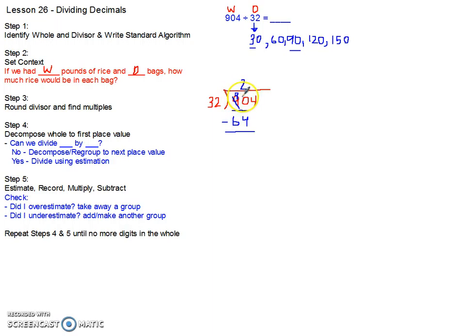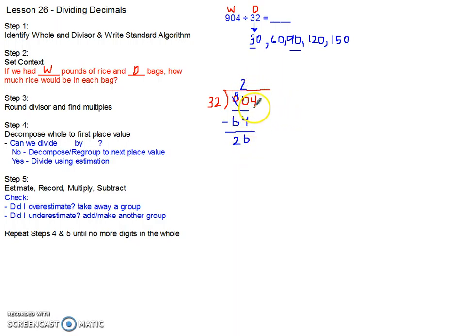I borrow. 10 minus 4 is 6. 8 minus 6 is 2. And I have 26 tens left. And I ask myself again, can I make another group of 32? The answer is no, which means that my estimate of 2 was correct. Now I continue on, moving to the next place value.